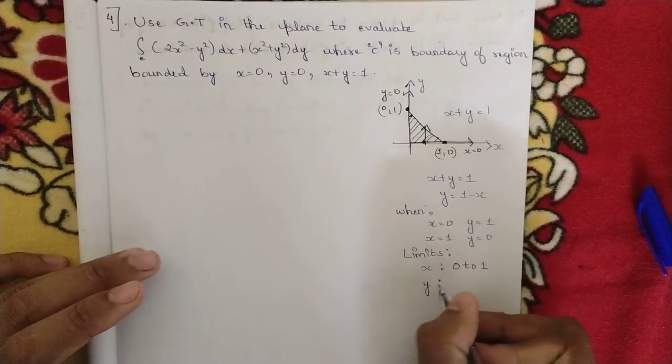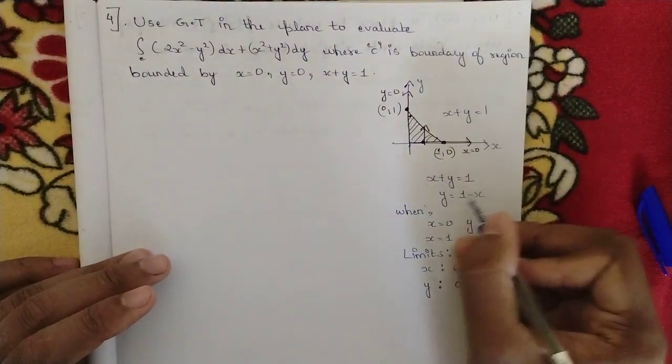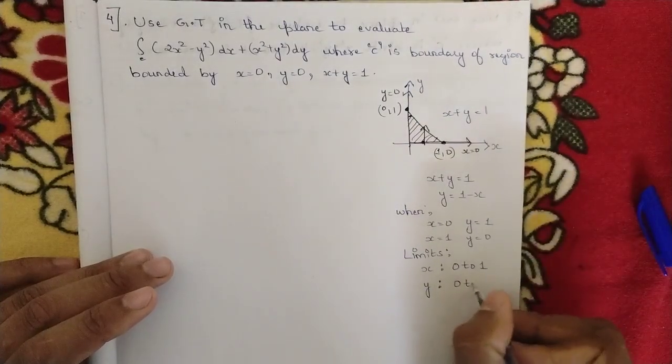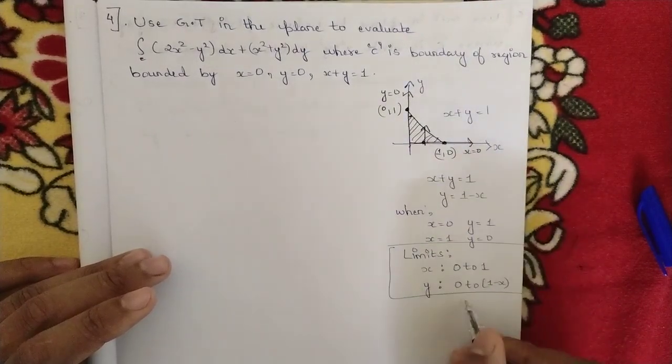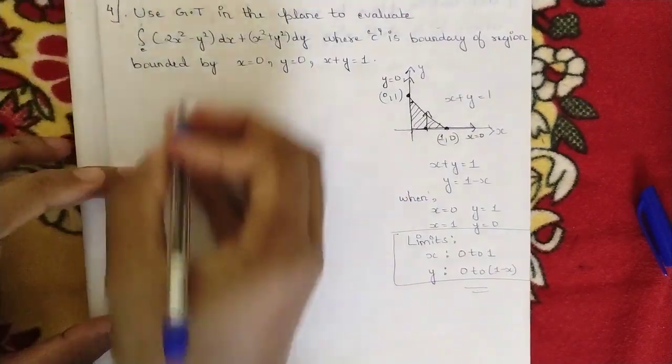And for the limits of y, it starts from 0, and here x plus y equal to 1, so y is equal to 1 minus x. That is why the limits are from 0 to 1 minus x. Like this you should find the limits first. Now solve the problem using Green's theorem according to the question.